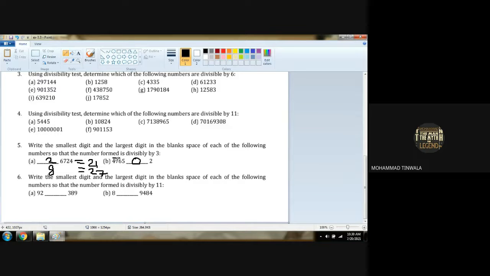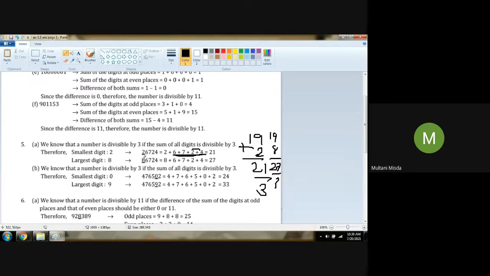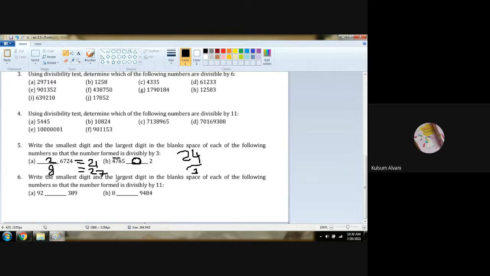7 plus 4 is 11. 11 plus 6 is 17. 17 plus 5 is 22. 22 plus 2 is 24. 24 is divisible by 3. So there is no need to add anything here. The smallest number we can place is 0. Yes, sir, it is taken as 0. Are you getting it? Yes, sir.